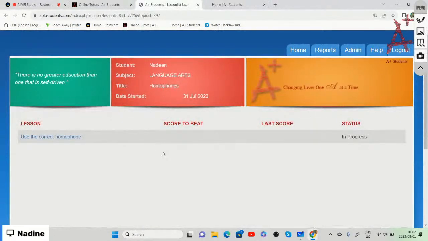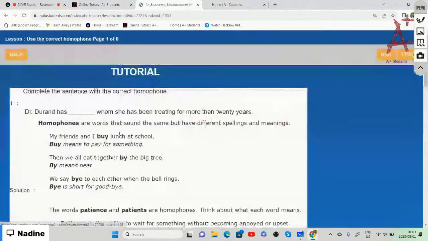And under the chapter of homophones, we're going to be focusing on the lesson of use the correct homophone. Right, so we're going to use the correct homophone. And before we use the correct homophone, we need to know what a homophone is. All right, so let's go into it.